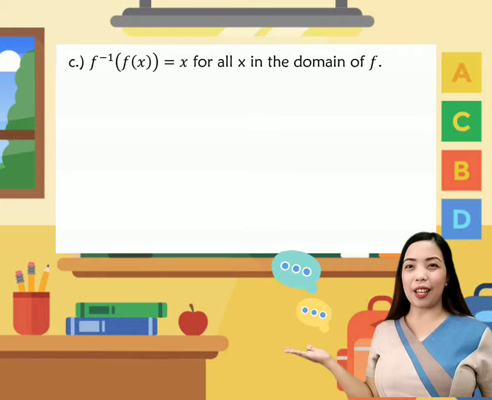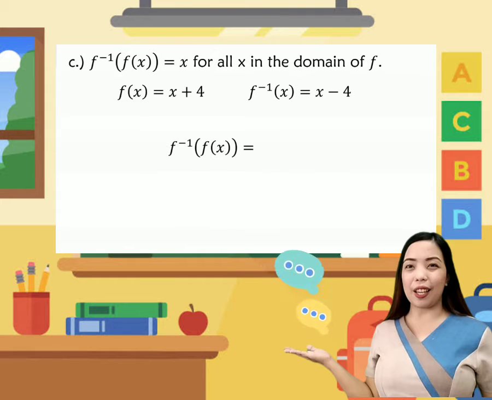So let us recall our f of x and its inverse. Now we have f inverse of f of x. So let us copy first f inverse and then f of x. Our f of x is equal to x plus 4. So this will be f of x plus 4. This time this will be our x. So we have f inverse of x. And f inverse of x is equivalent to x minus 4.